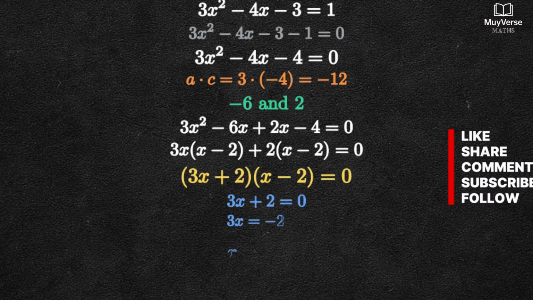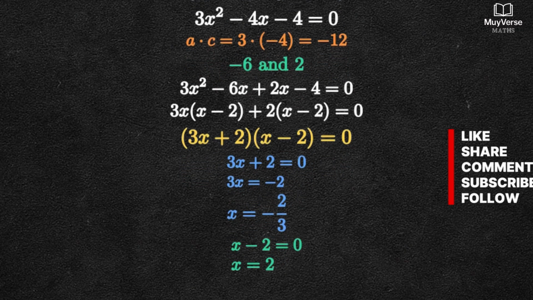Set 3x plus 2 equal to 0. Then 3x equals negative 2, so x equals negative 2/3. Set x minus 2 equal to 0, so x equals 2.